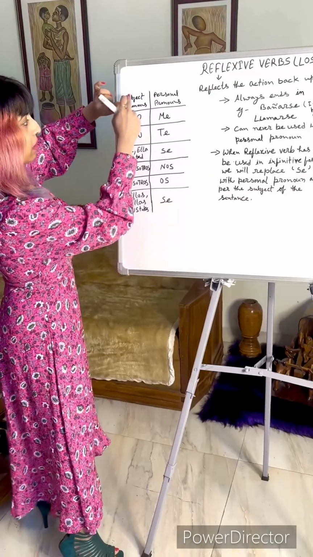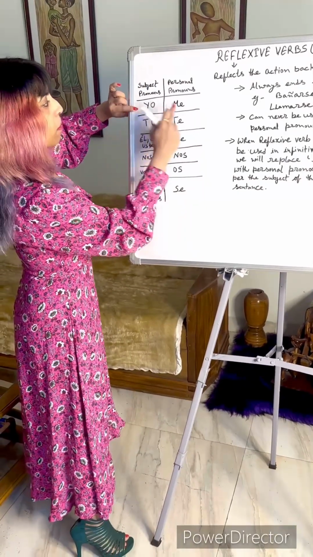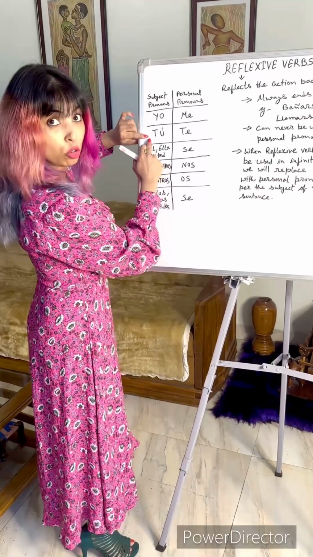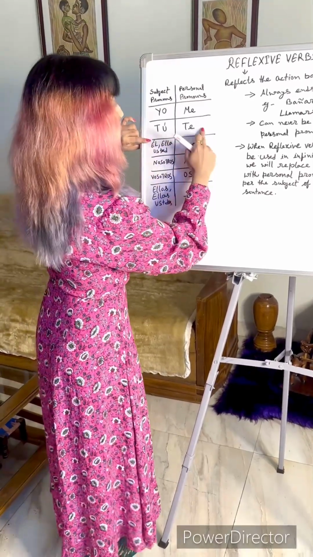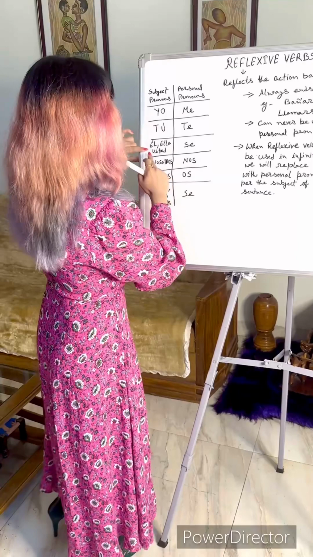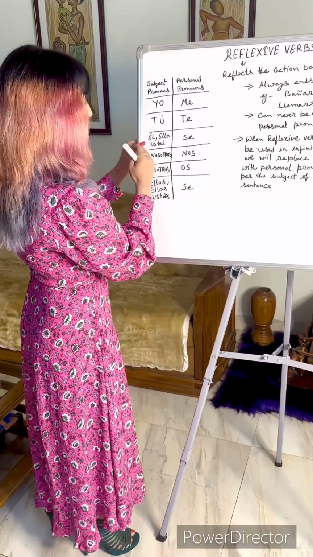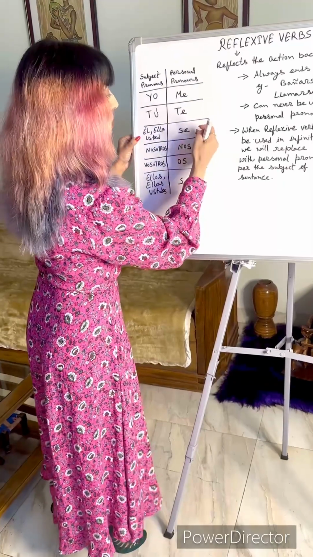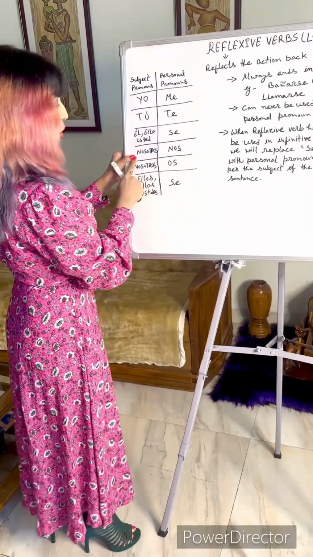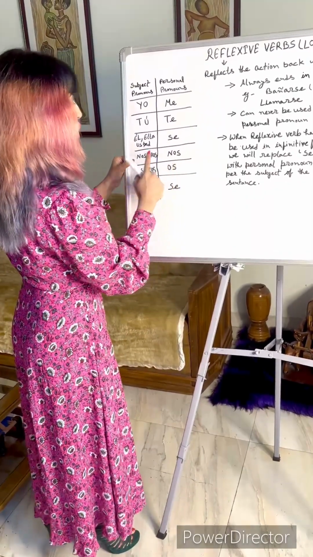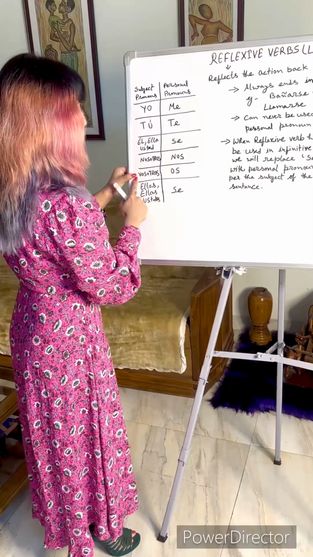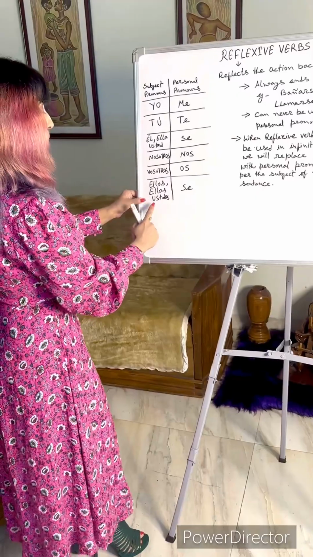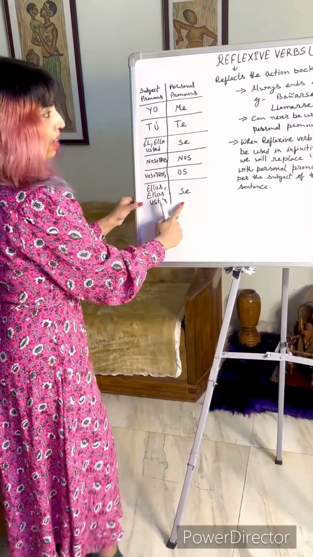For the subject pronoun yo, the personal pronoun would be me. For the subject pronoun tú, the personal pronoun would be te. For the subject pronoun él, ella, usted, the personal pronoun would be se. For nosotros, it would be nos. For vosotros, it would be os. Ellos, ellas, ustedes, it would be se.